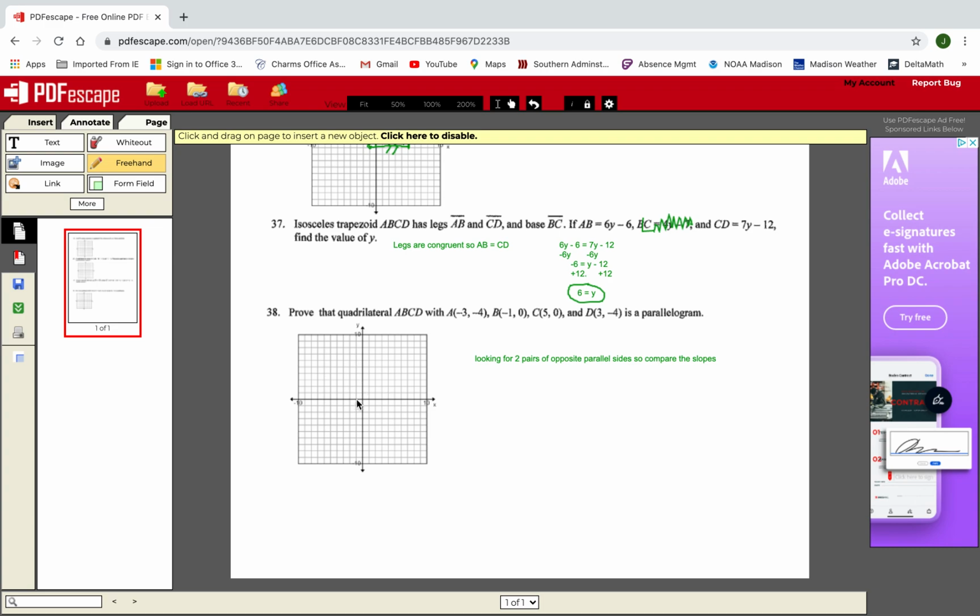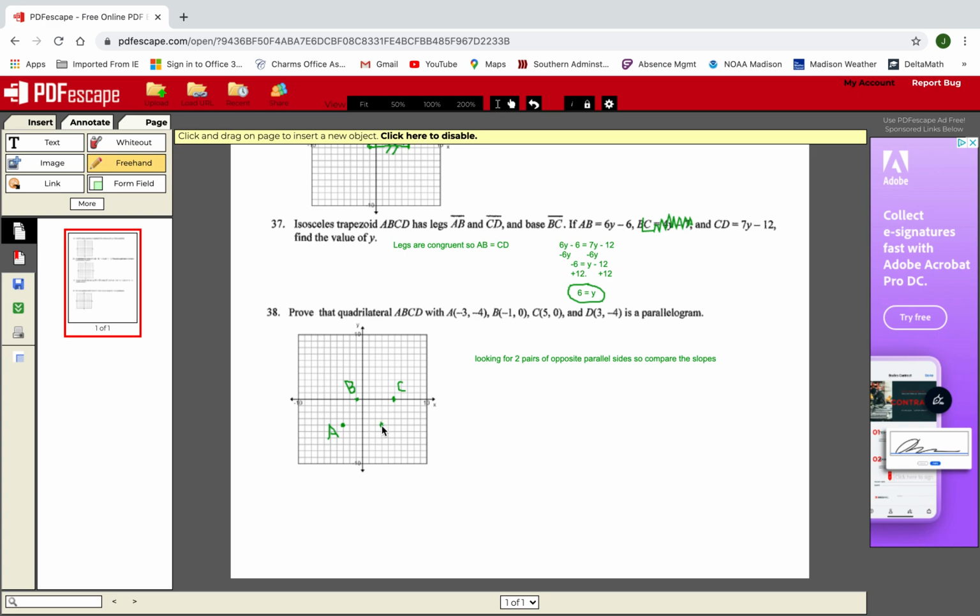So we've got A at negative 3 and negative 4. Make sure that you're labeling these as you go. You've got B at negative 1 and 0, so it's on the x-axis. You've got C at 5 and 0. 1, 2, 3, 4, 5. And you've got D at 3 and negative 1, 2, 3, 4.